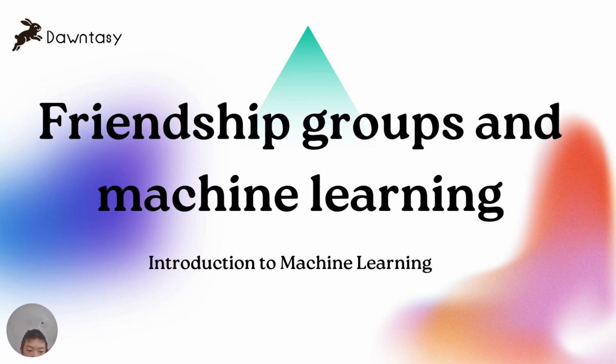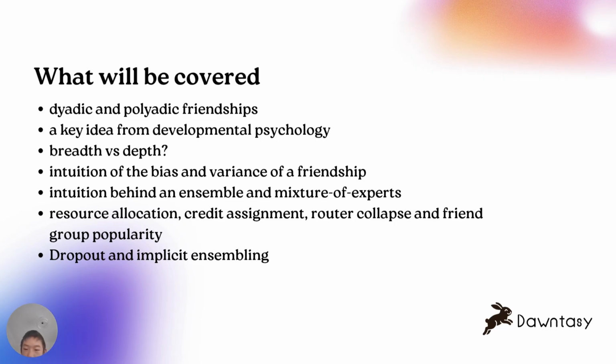Friendship groups, ensembles in machine learning. Is there any difference? They seem like they're entirely unrelated concepts, but there's actually a very deep connection. And it's a deep connection that I've been realizing and researching lately in the AI space. This video will focus on the key concepts and the intuition behind this.